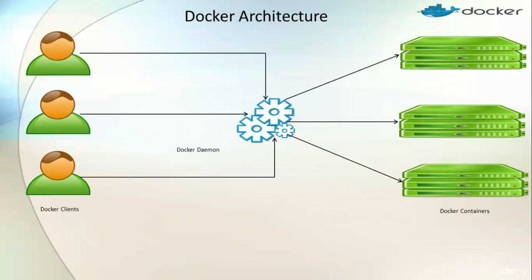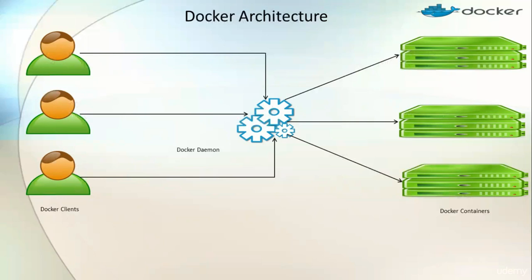Docker client can be maybe your engineer number 1, engineer number 2, engineer number 3. So people are sitting, and we call them a Docker client. So Docker clients are the people who make the call to do something with Docker.